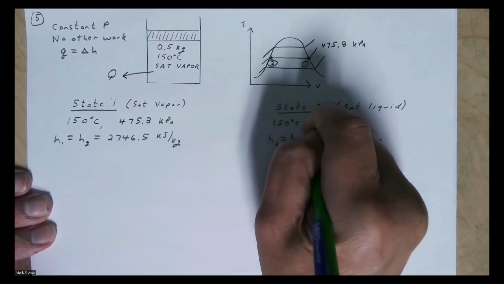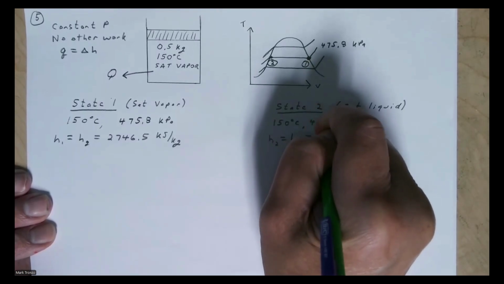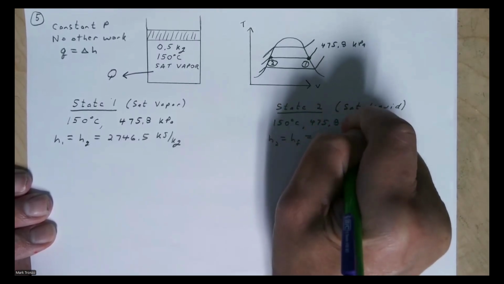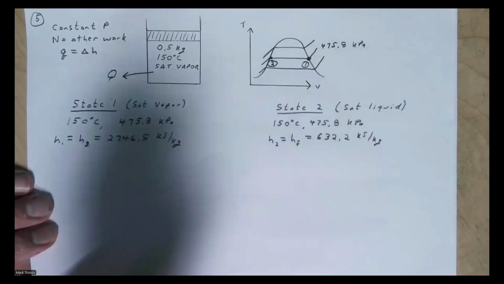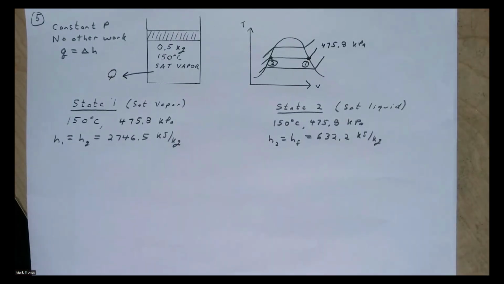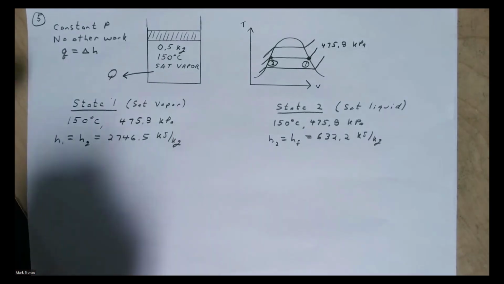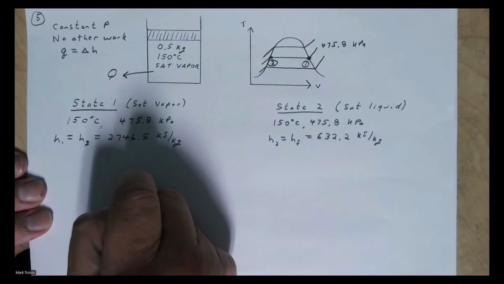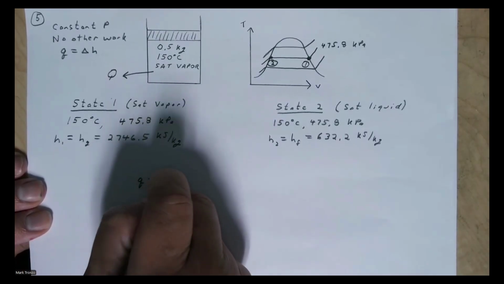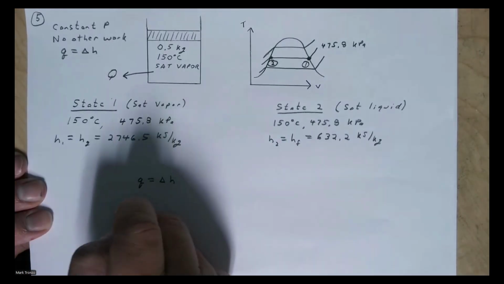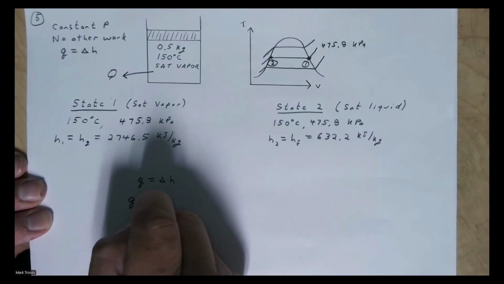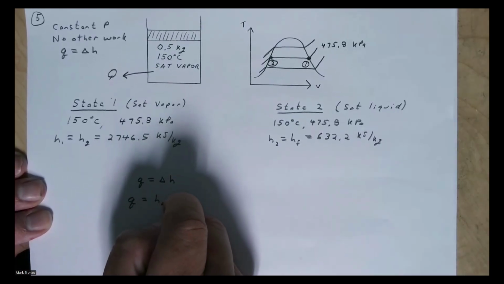Again, I'll just put the same values down up here, like this. And believe it or not, I think that's all we're going to need, because now we can apply our equation up here. Q equals delta H. And Q is equal, again, that's going to be H2 minus H1.